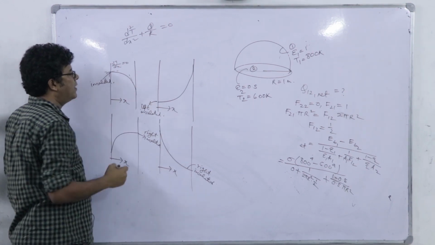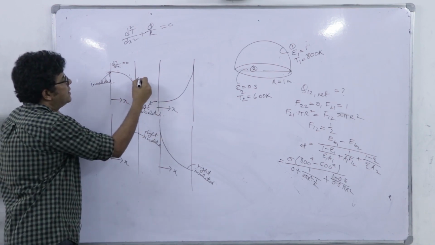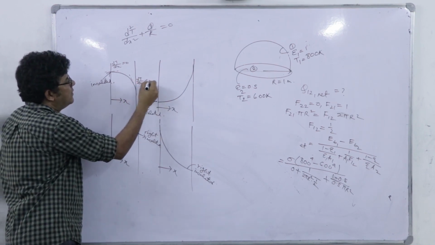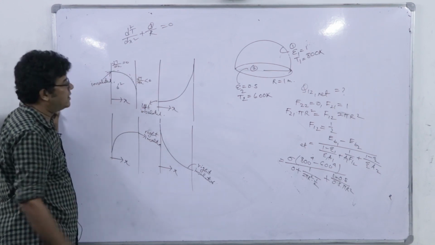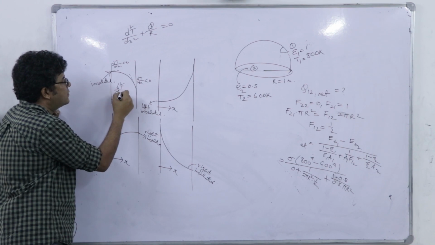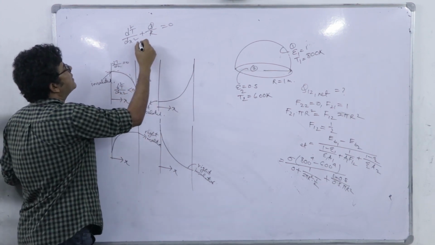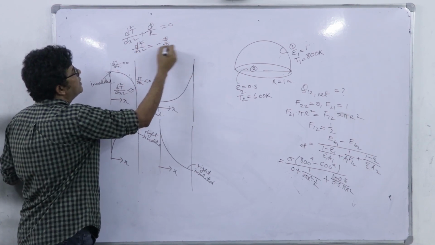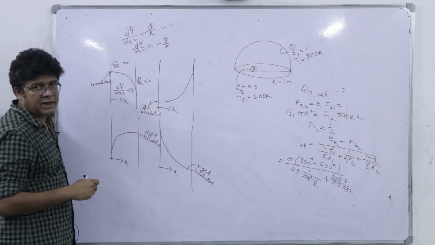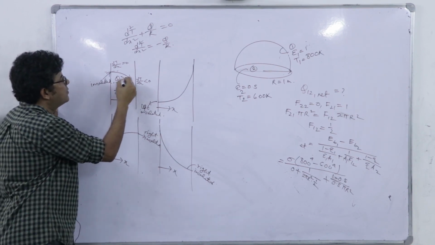Now, in case 1, see here the slope dT/dx is 0. Here the slope dT/dx is negative, right. So, dT/dx is decreasing with increasing x. So, d square T dx square is negative. Now, d square T dx square is minus of q by k. So, if d square T dx square is negative, q must be positive. So, it is heat generation.